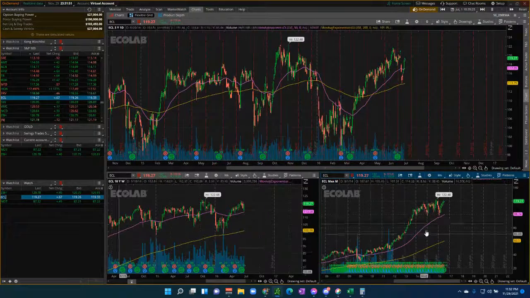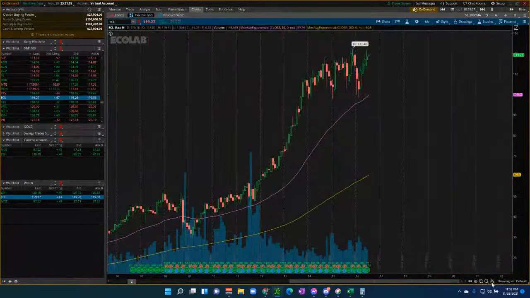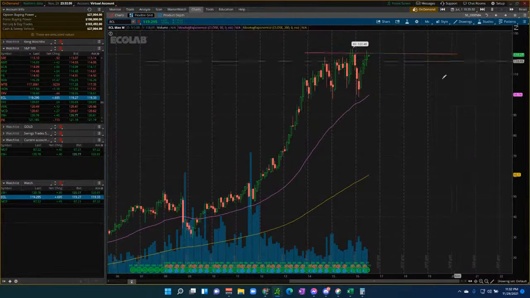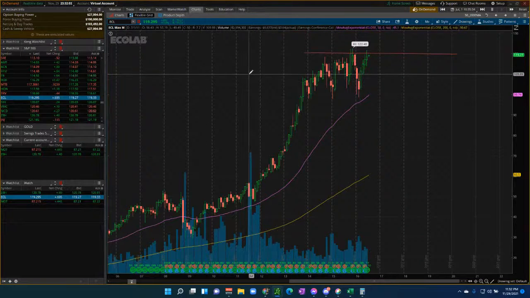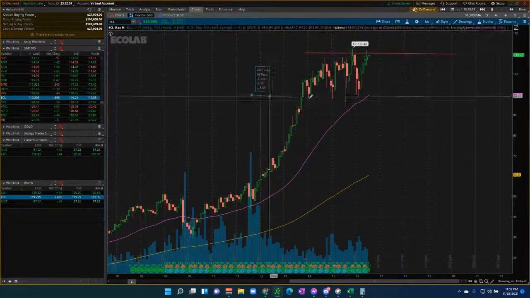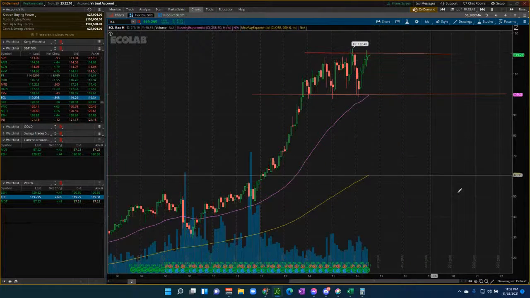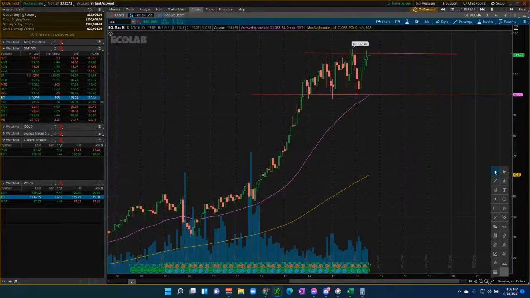ECL, Ecolabs. Looking at the monthly, this is what I see. I see a range here. Consolidation, right? Big range, but definitely good. So we can watch this for a few days before we even jump in.